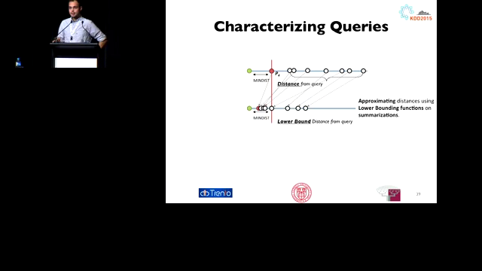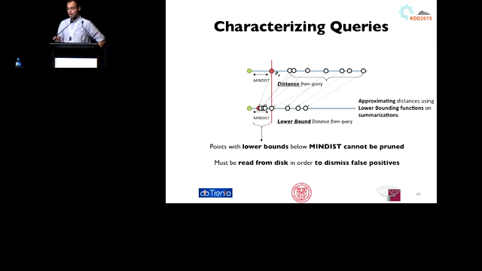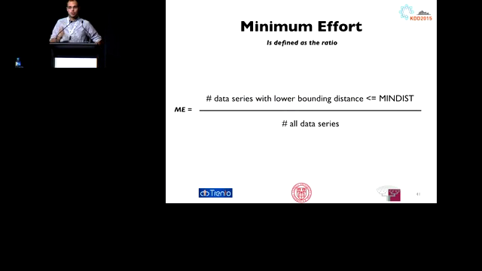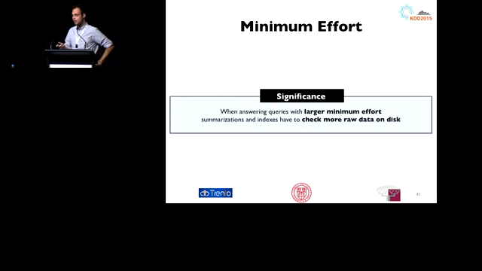Some of these lower bounds would look closer than the distance to the nearest neighbor. So these points, which are below the min dist, cannot be pruned, because we have to go to the disk, read the data, and dismiss false positives. We use this intuition to define the minimum effort that an index has to do. That is the data series with lower bounding distance less than the min dist, the distance to the nearest neighbor, over all the data series.